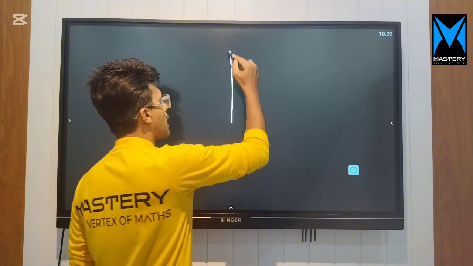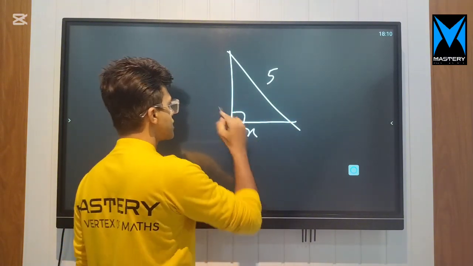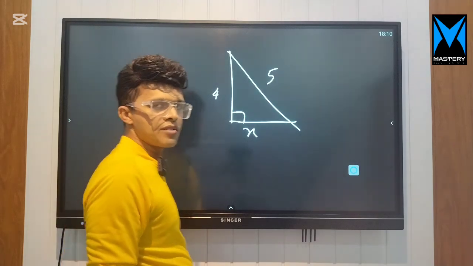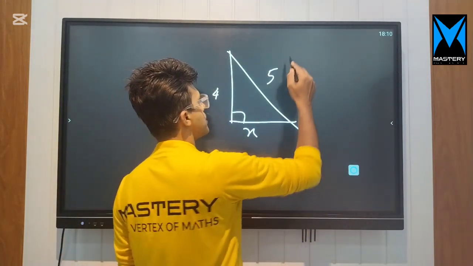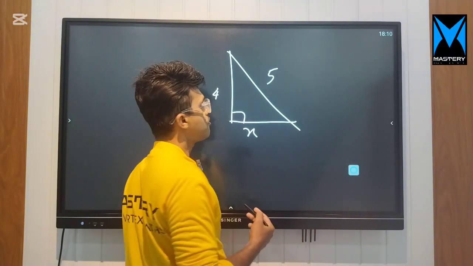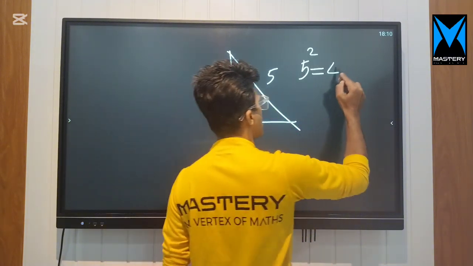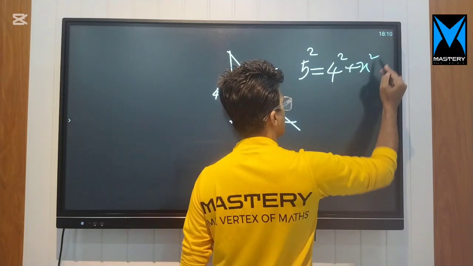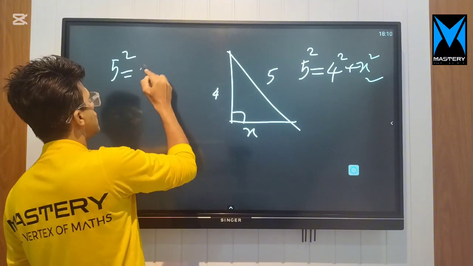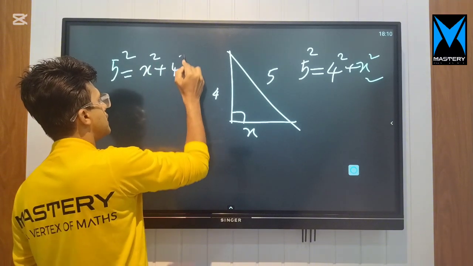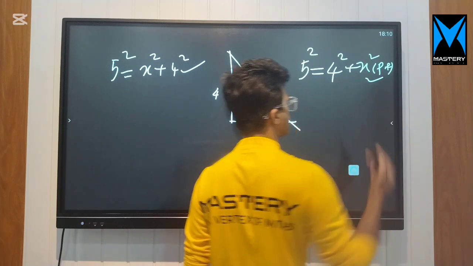The same sum can be done in this case. This is 5, this is x, this is 4. Are we able to get the value of x here? Really, we can. Every time you need to take the square of the hypotenuse. So 5 square equals 4 square plus x squared. This also can be written 5 square equals x square plus 4 square.